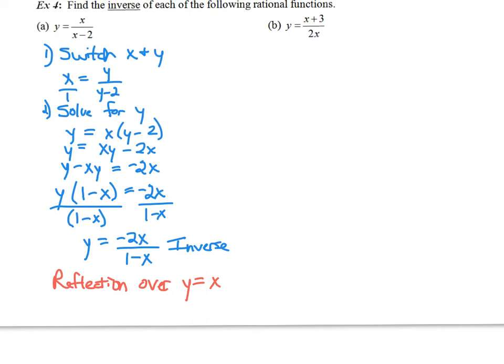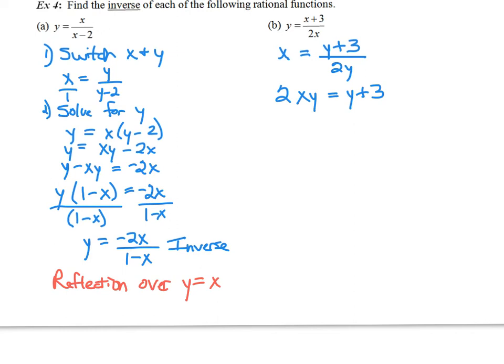Let's go ahead and try part B as well. So first step, switch the x and the y. X is equal to y plus 3 over 2y. Then solve for y, so I'm going to cross multiply and get 2xy equals y plus 3.